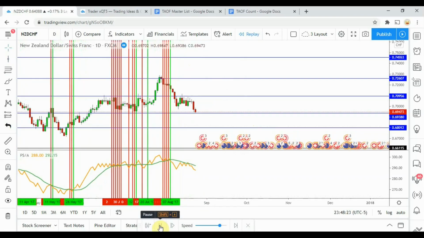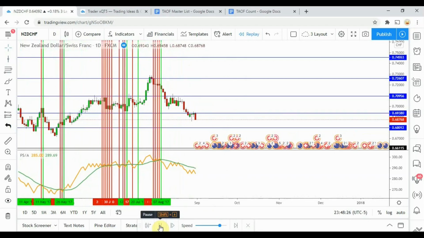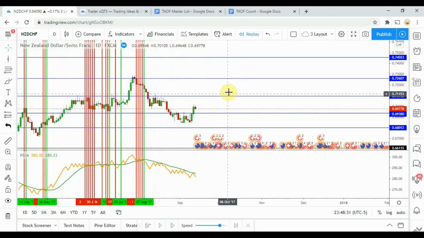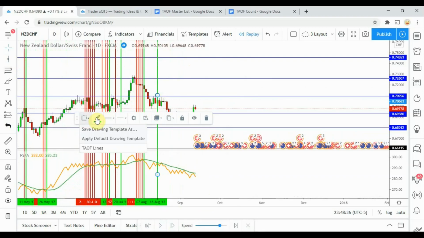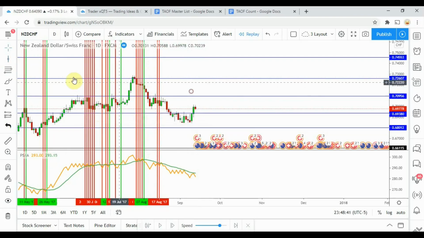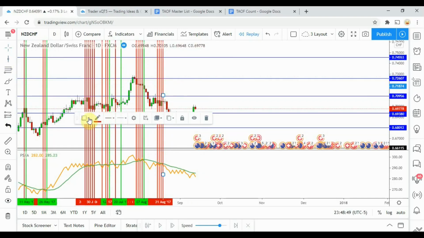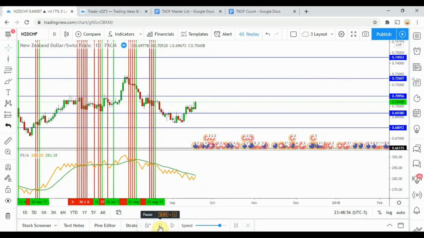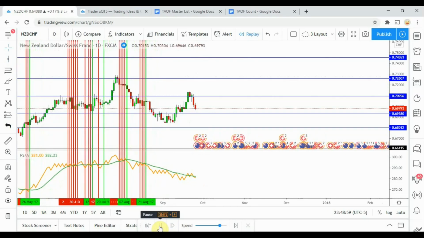Finally picked up a winning trade there. Let's go ahead and play this out a little bit more. Pick up a long there, short there, long there, and finally a decent short there. Go ahead and play it out some more.